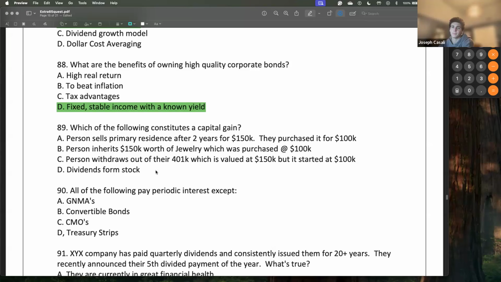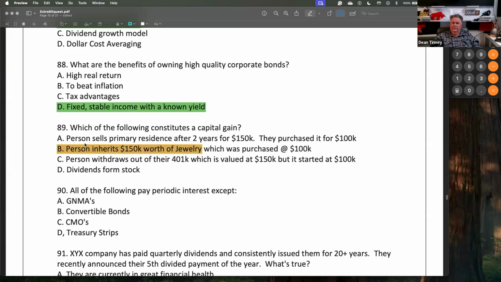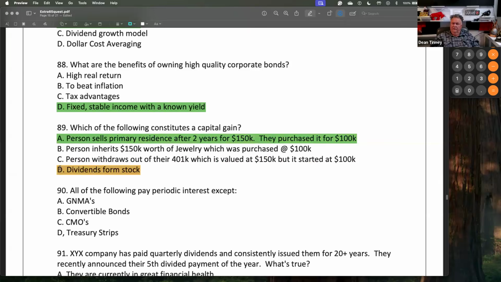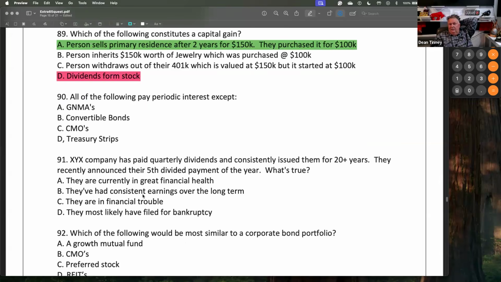Is it D? No, it's actually A, right? That's a transaction. You bought the house low, that's your cost basis. You sold it for 150, that's your sales proceeds. And so you have a capital gain of $50,000. Now, I don't like what Brian's getting at here because this would be in the form of stocks on your test, not this idea of the jewelry or the 401k, or they'd be going to be a little more straightforward.